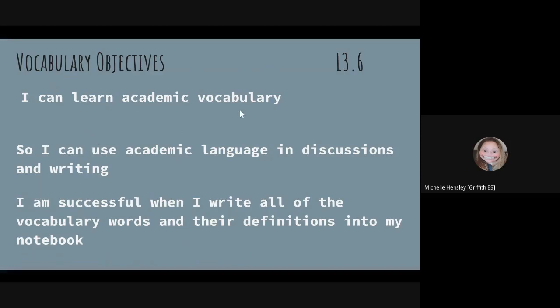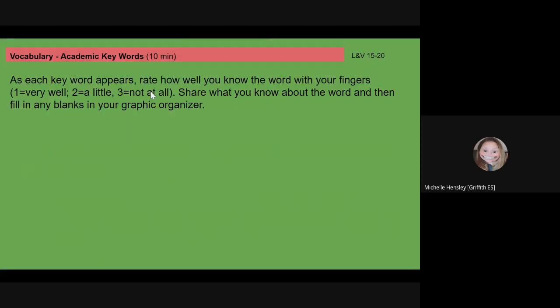Okay, so our first word today is going to be, let's see. Make sure you rate it, 1, 2, or 3. How well do you know it? 1, I know it really well. I could define it. 2, I know it a little. I've read it or seen it before. Or 3, I don't know that word at all. Okay. And you're not writing it in your graphic organizer. Sorry, I forgot to change that. You're writing it down in your notebook.